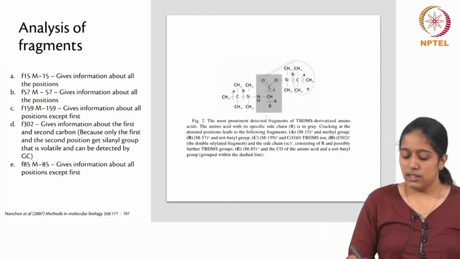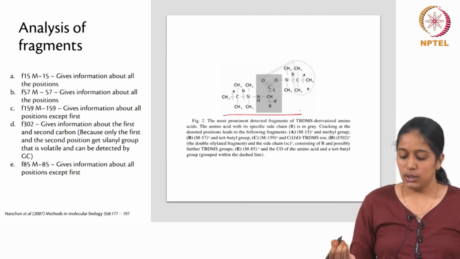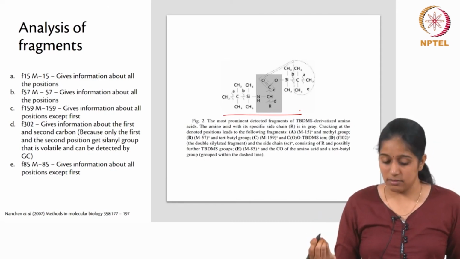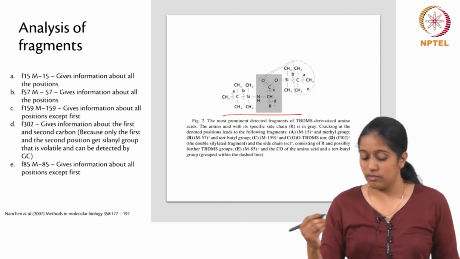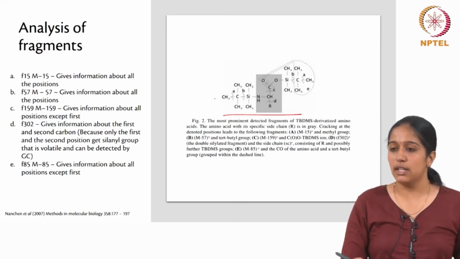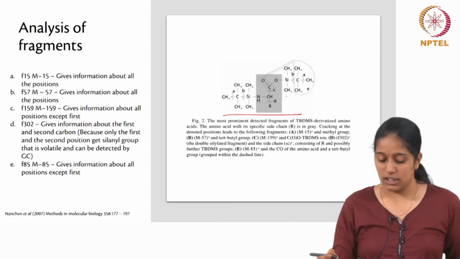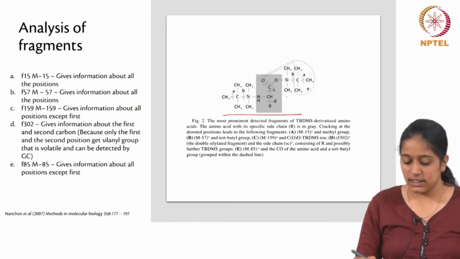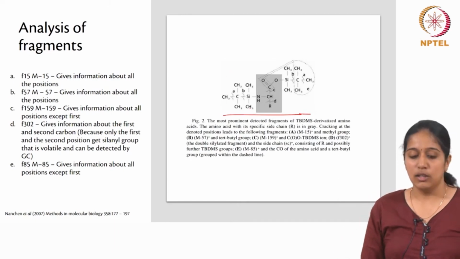So, this is the derived form of any amino acid. You have the silyl derivatives which attack the reactive hydrogen of an amino acid and form a derivative which, when subjected to a GCMS analysis, would lead to different fragmentation, different fragments. So, for instance, if you subject this particular substance to GCMS analysis, the most prominent fragments that you observe are 5.